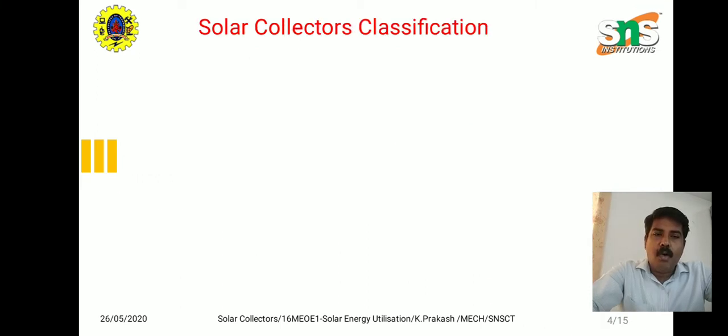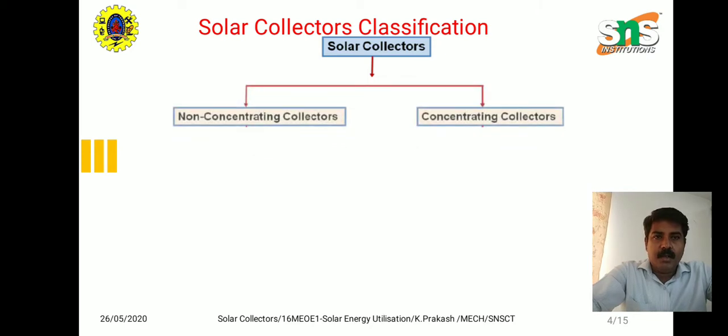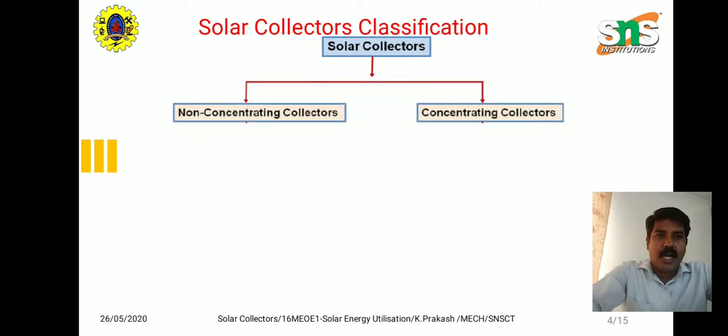Now let us see how the solar collectors are classified. What are the major classifications? Now we are clear that a solar collector is a device which is used to collect solar energy. These solar collectors are classified into non-concentrating collectors and concentrating collectors. So what is non-concentrating and what is concentrating? Can we tell from the meaning? Any ideas?